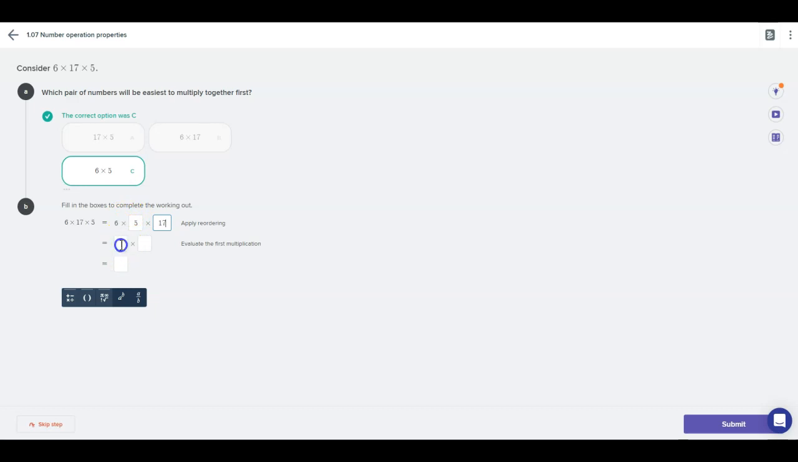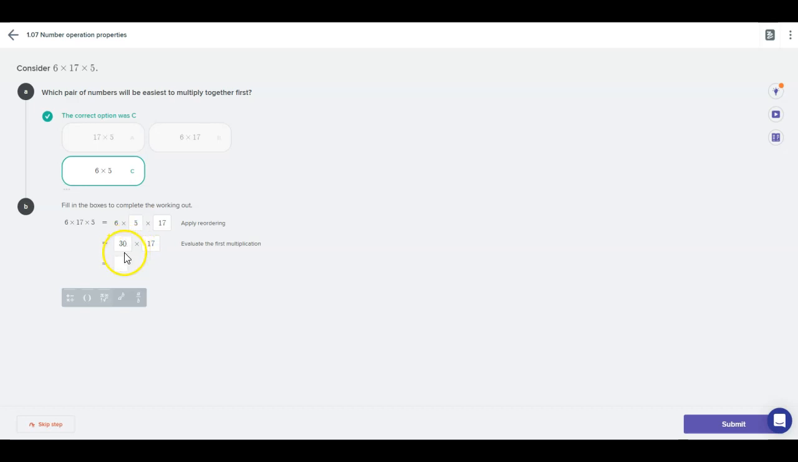So 6 times 5, of course, either with my 5 or my 6 times tables, I know is going to be 30. And we have the multiplied by 17 left. Now, we've got one more step to fill in the answer to that. And I could go over and do 30 times 17 as a vertical multiplication, and that's perfectly valid, but there is another trick we can use here.